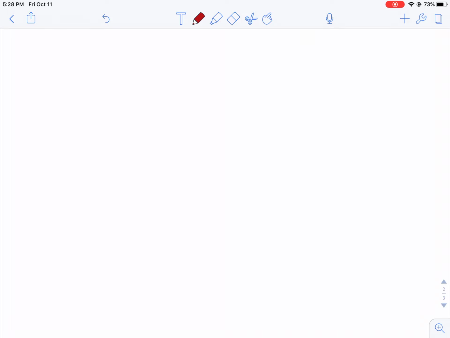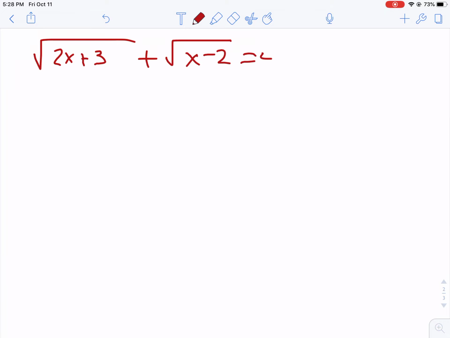Okay, our next example is really long. It's a long example. In fact, it takes up an entire page of our book. So just bear with me as we go through it. Okay, so we have the square root of 2x plus 3 plus the square root of x minus 2, and it equals 4.